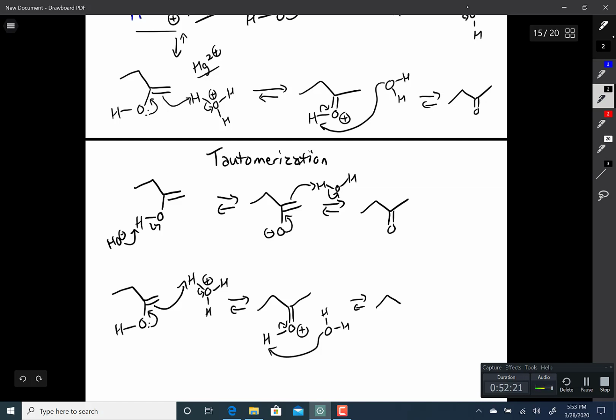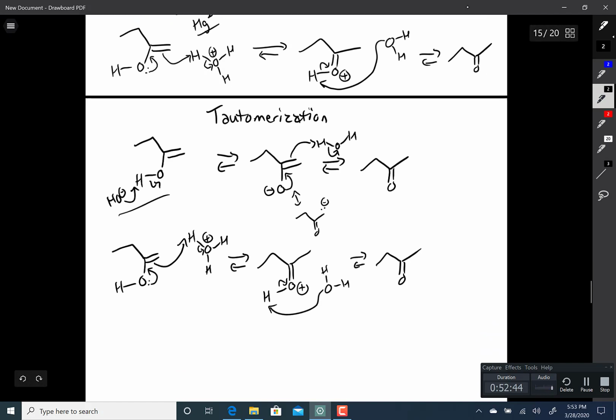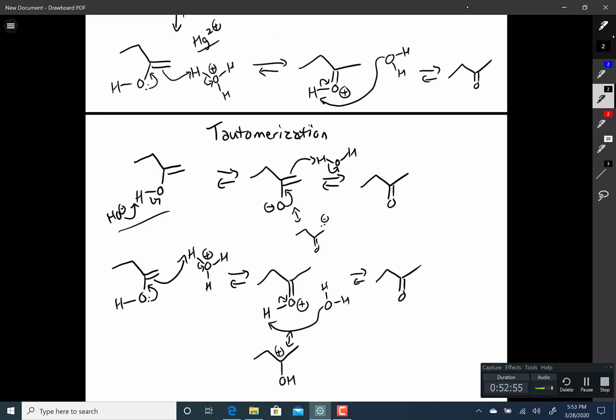Okay, these mechanisms look complicated, but all they are is two proton transfers with a little resonance mixed in. Deprotonate to form this. If you do a resonance structure, then you can protonate that. Or protonate to form the most stable carbocation of an alkene, which is this, happens to be resonance stabilized, and then deprotonate. But that's all tautomerization is. If you realize this and practice with this, you're going to be ahead of a lot of students in Chem 345.